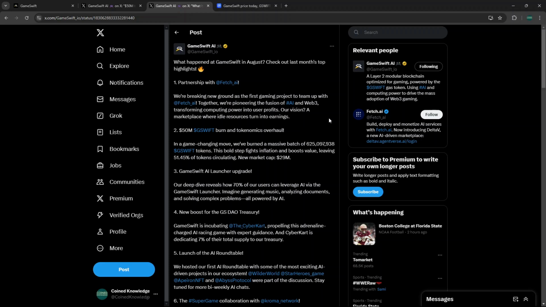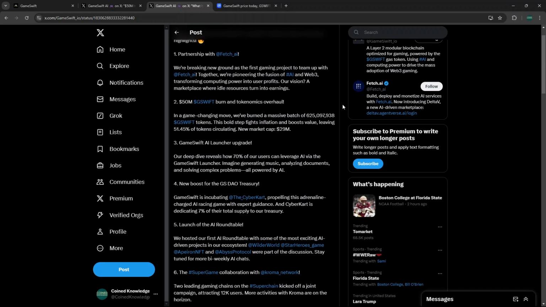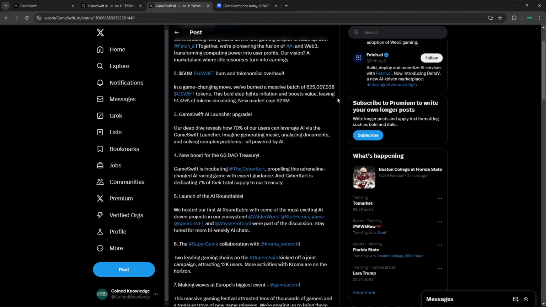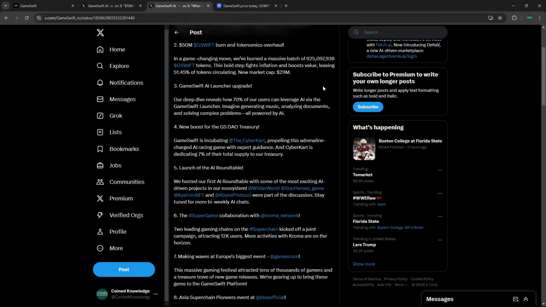We see that happen with a lot of AI projects in this space because a lot of people don't realize that GameSwift does have an AI component of their ecosystem. They're not just gaming, although that's a main focus. They do have AI as well, with computing power to drive the mass adoption of Web3 gaming, which makes sense with the partnership with Fetch AI. So GameSwift also touches on two of the biggest narratives, gaming and AI, which, again, I say every time, I think people sleep on the fact that GameSwift is about AI as well.